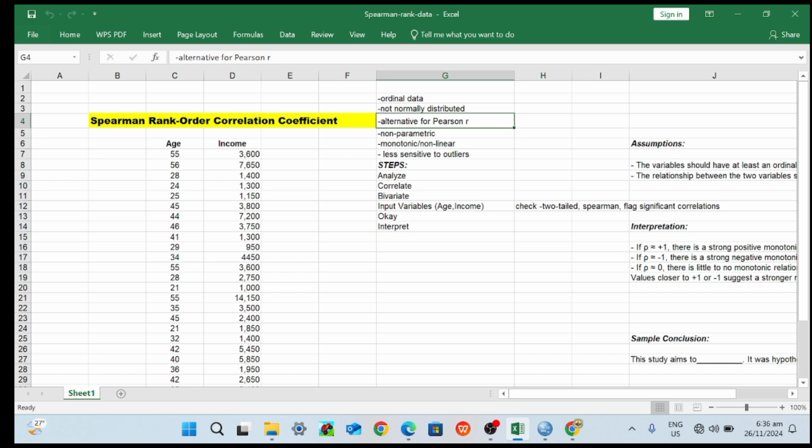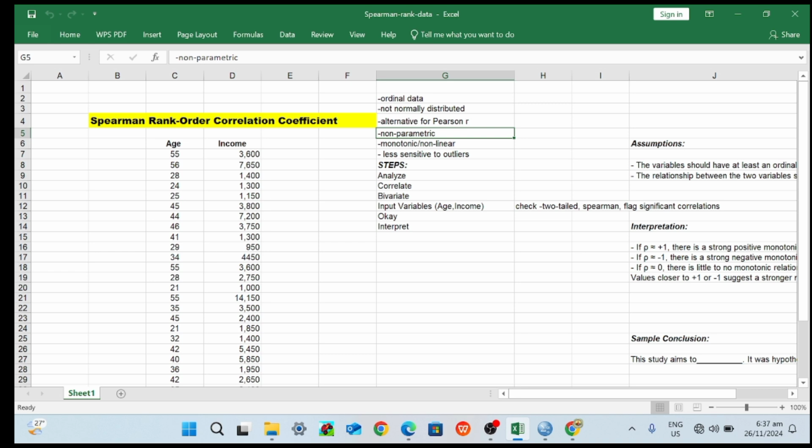If you are going to deal with continuous data, that means it is either interval or ratio, so you are going to use Pearson r. However, if the data is ordinal, you are going to use the Spearman rho. And then the next guideline is the assumption of normality.